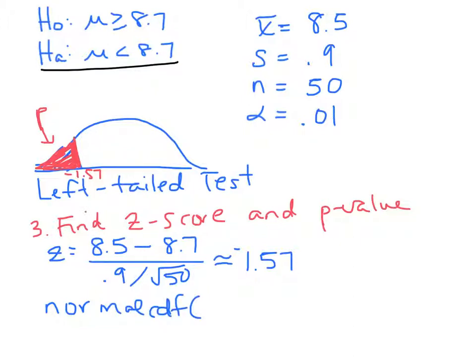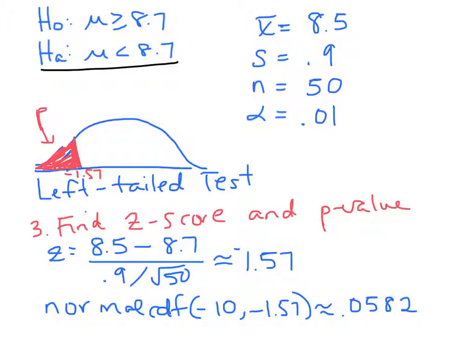from negative 10 to negative 1.57. That will get me the area to the left of that value. So I'm doing that right now, and I get, let's see, normal CDF from negative 10 to negative 1.57, and I get about 0.0582. Okay? So that means I have about a 5.82% chance of getting a value like 8.5, and that's assuming that the null hypothesis is true.